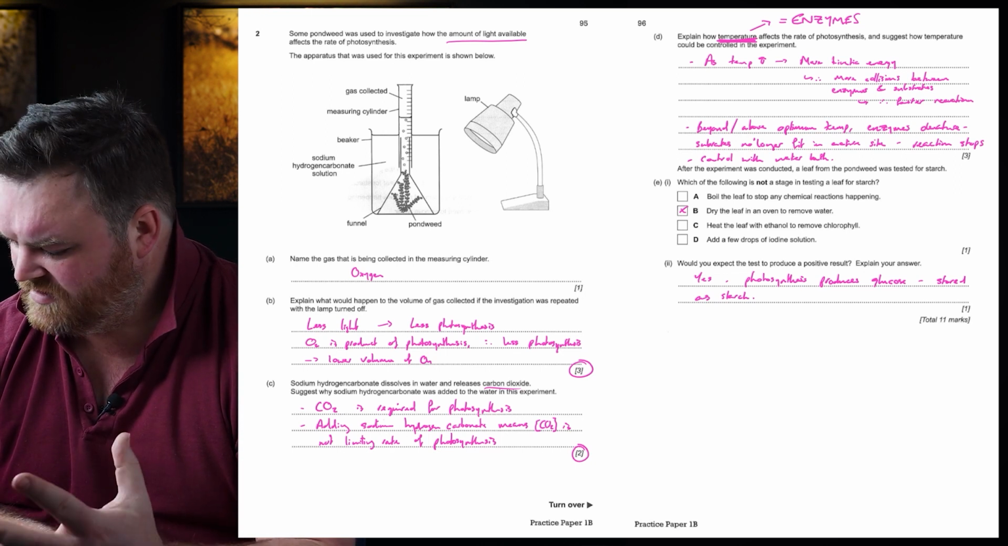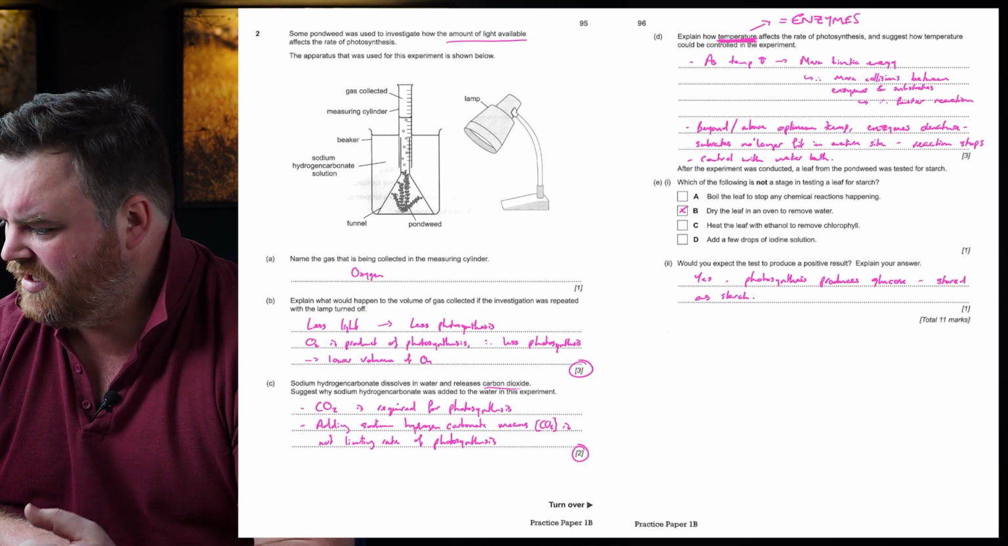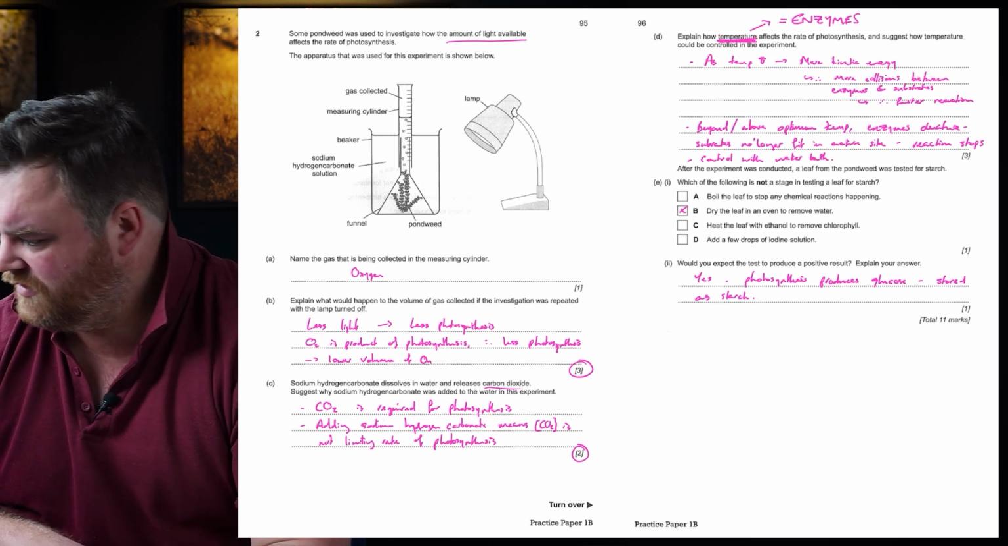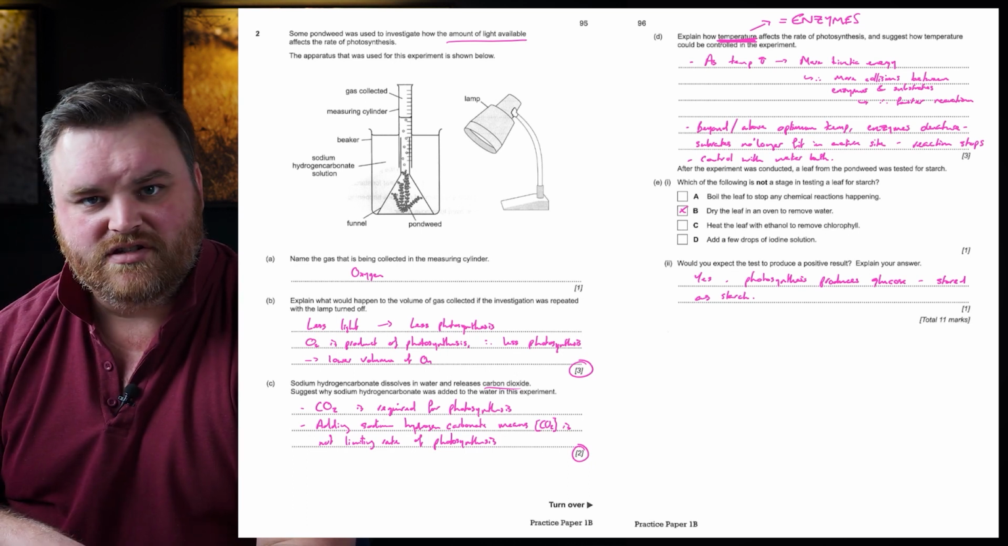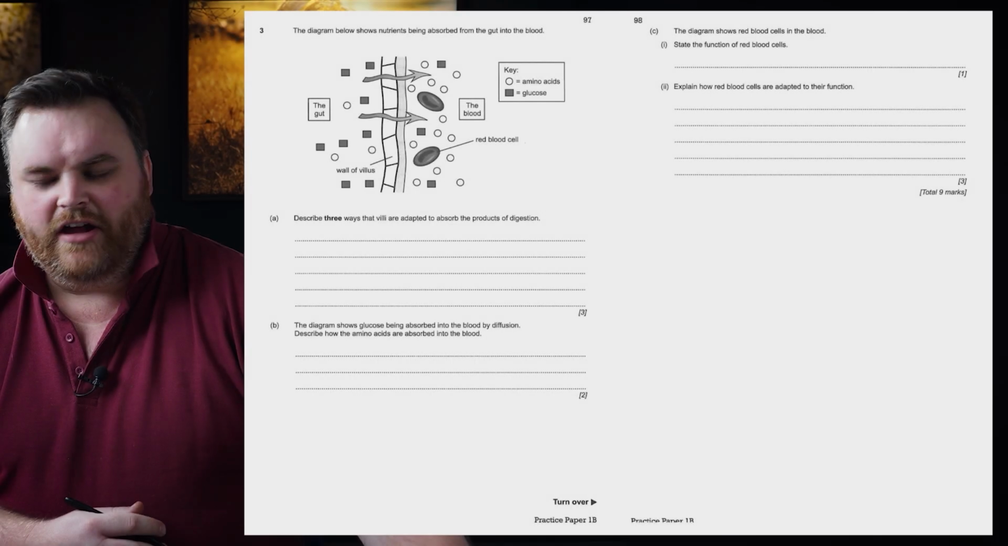You'll notice I'm being reasonably notey here. You probably want to be writing a little bit more prosily than I am here, but just to get the key points in, I'll try and break it up a little bit. Okay, that's question 2. On to question 3. Okay, so here's question 3.